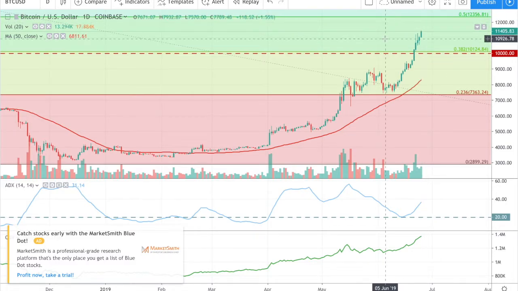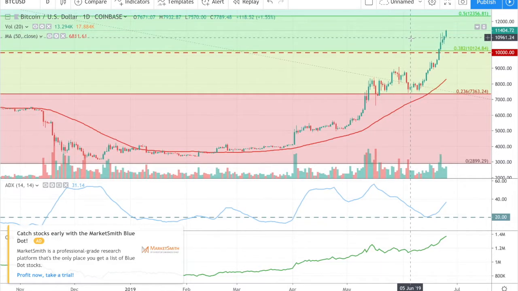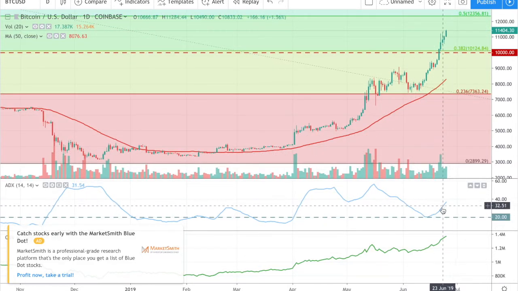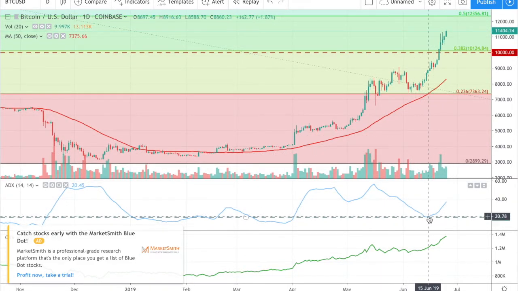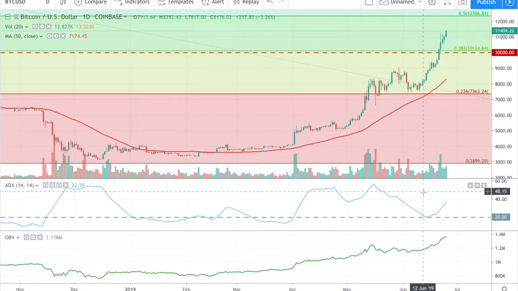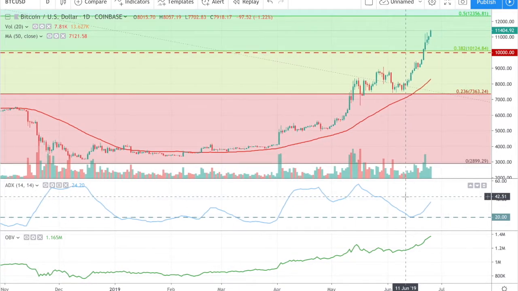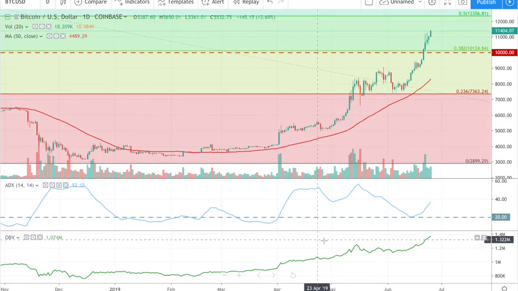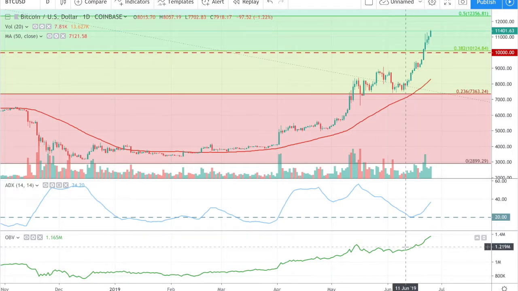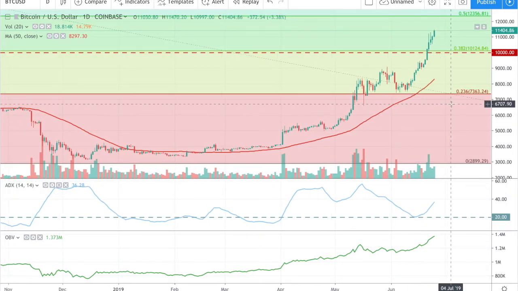BTC is strong. ADX is going higher. We bounced off that 20 where I was saying, if we dip below that, then it's a possibility we might actually get into some type of range. No, not for BTC. BTC doesn't do ranges. On balance volume, steady, strong. Everything's shown to be good here.